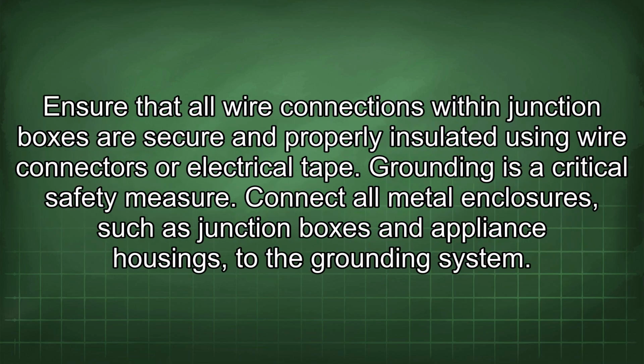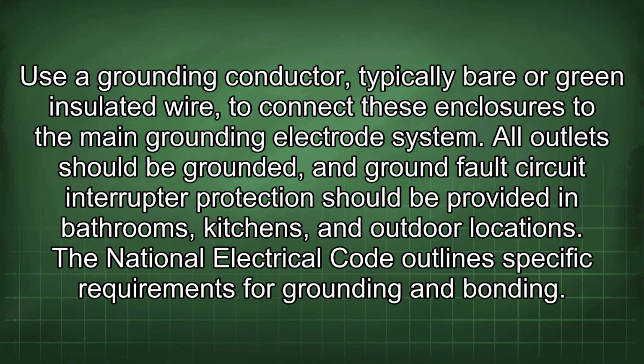Ensure that all wire connections within junction boxes are secure and properly insulated using wire connectors or electrical tape. Grounding is a critical safety measure. Connect all metal enclosures, such as junction boxes and appliance housings, to the grounding system. Use a grounding conductor, typically bare or green insulated wire, to connect these enclosures to the main grounding electrode system.